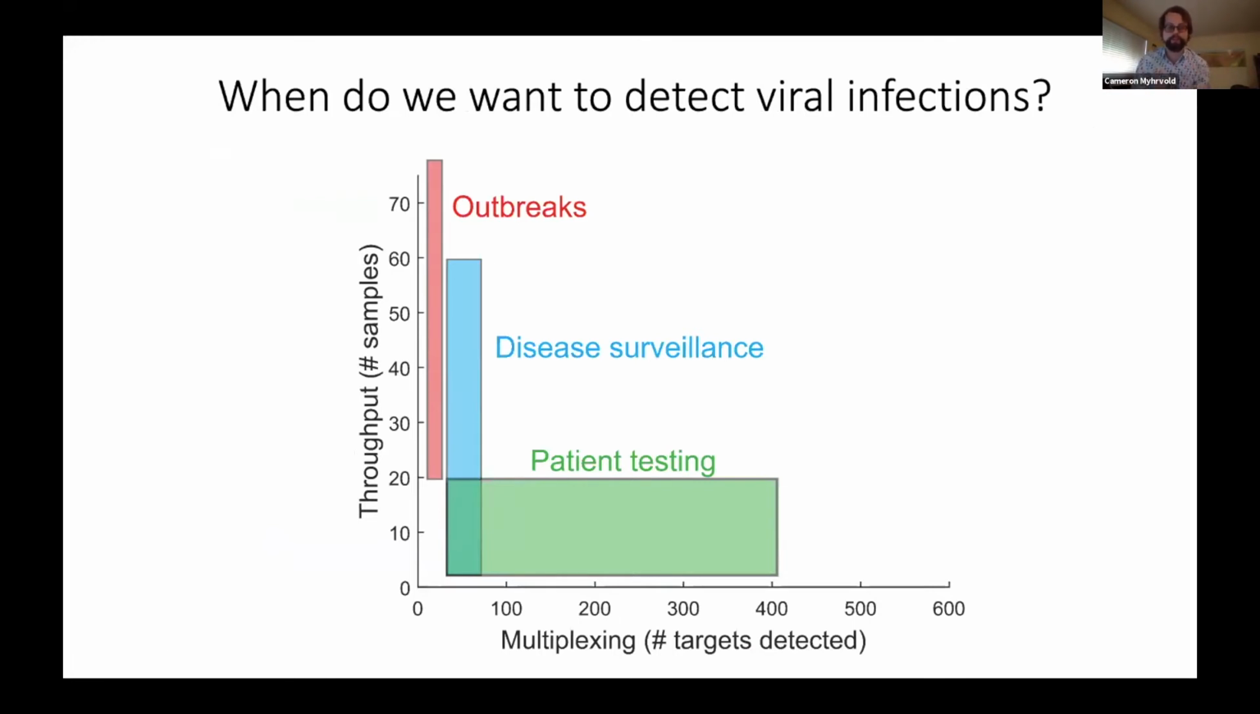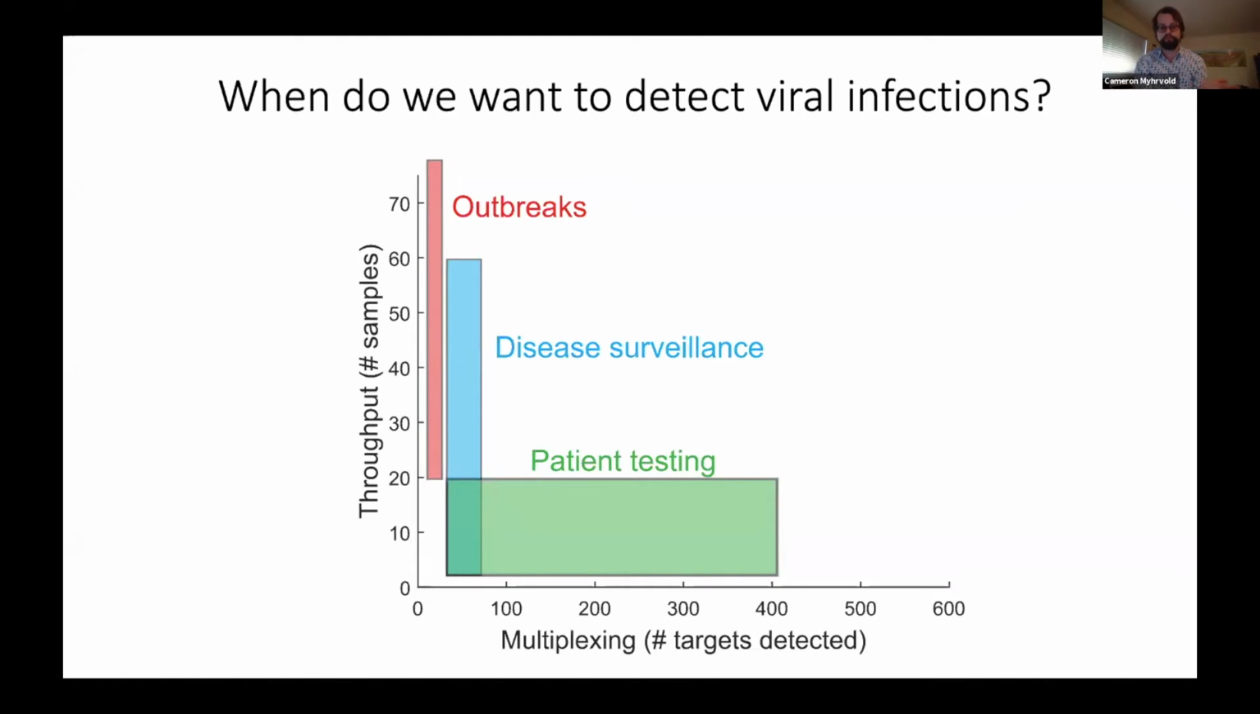But I did want to break down the problem a little bit just in terms of throughput versus multiplexing. So what do I mean by that? Multiplexing is the number of different viruses or targets we might want to detect, whereas throughput is the number of samples to detect at a time. And there's often a trade-off between those two.